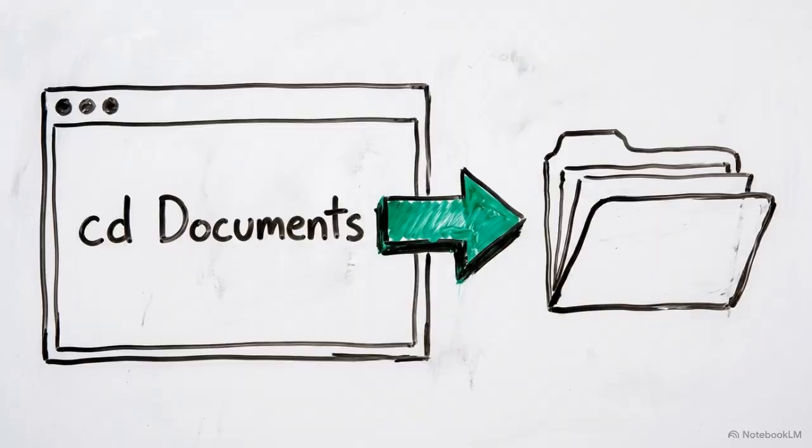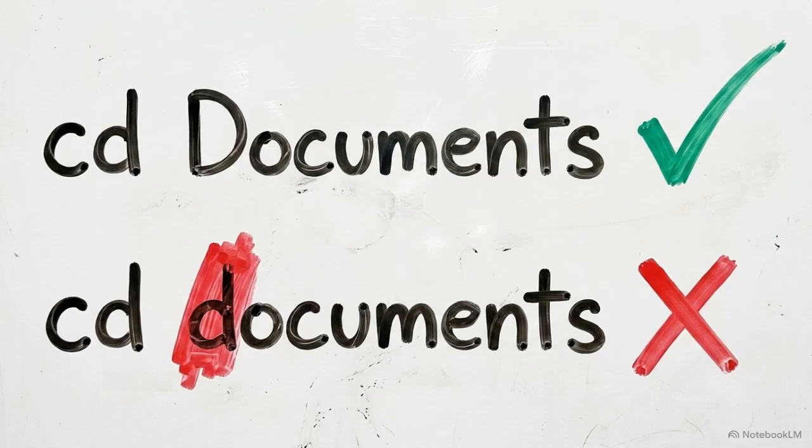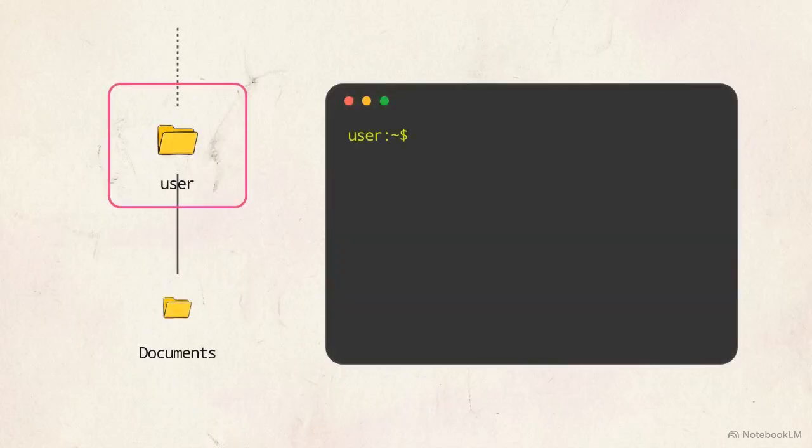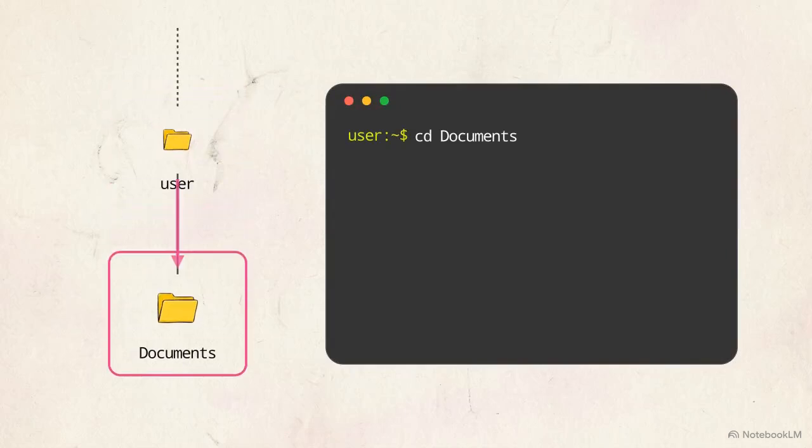To move inside one of those listed directories, type cd, which stands for Change Directory, followed by the folder name. Linux file systems are strictly case-sensitive. Capitalizing a single letter incorrectly in your command will result in an error and block your access. This flowchart illustrates Linux navigation. Execute cd to step into a folder, then immediately run pwd to verify your new location.